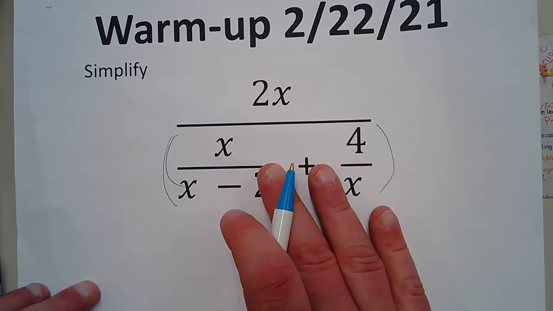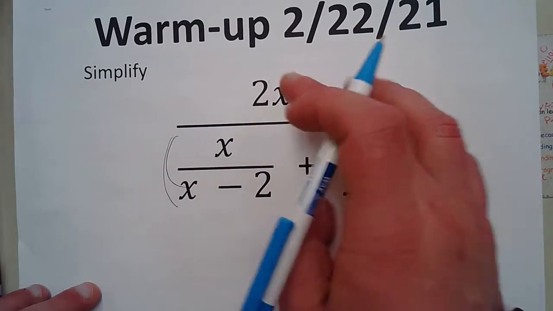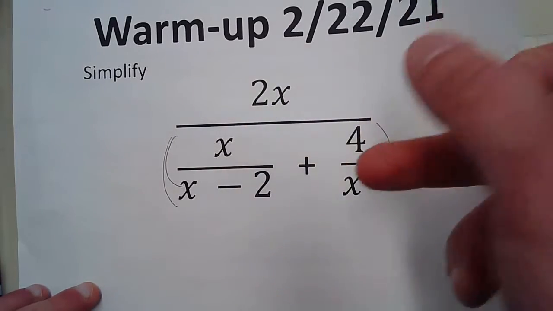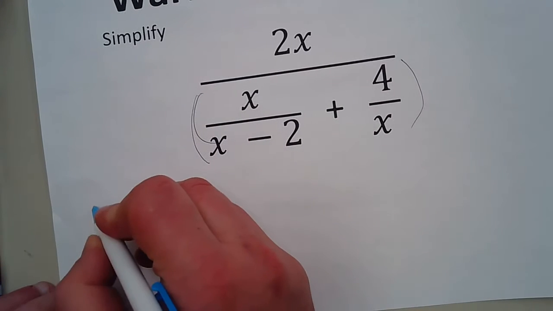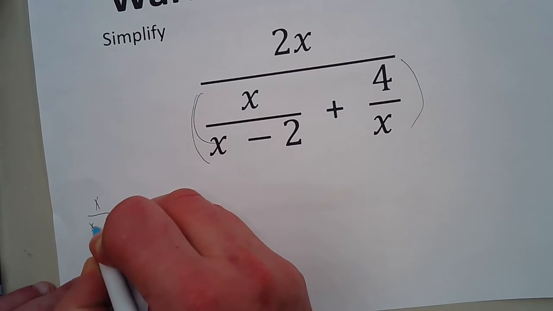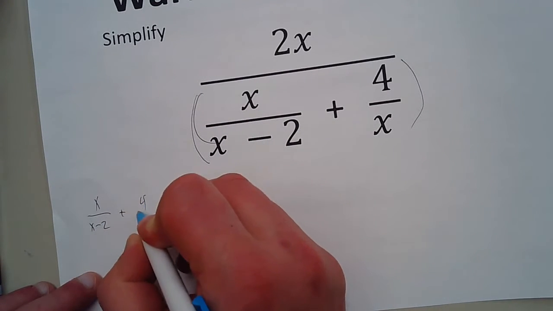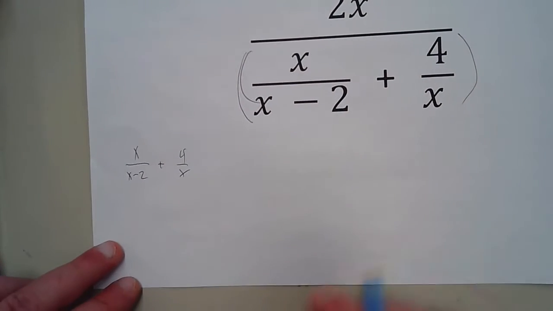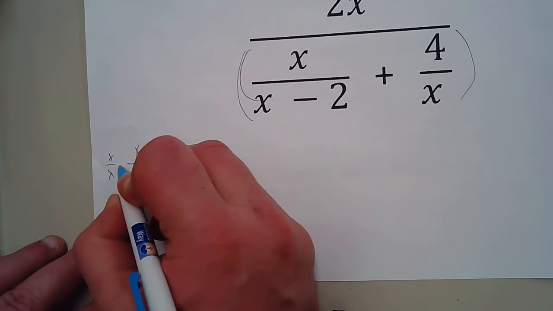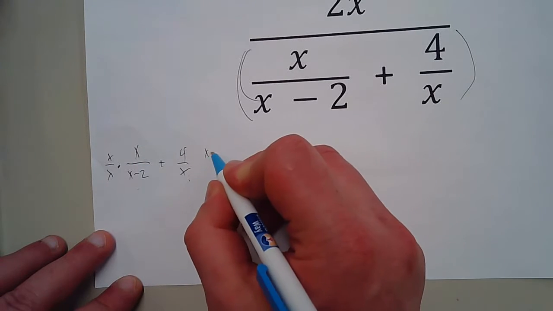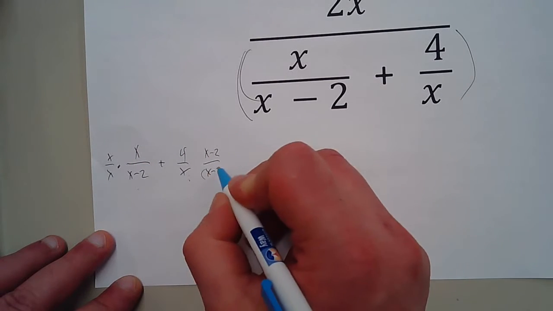Once we figured that out, then we can go ahead and take 2x and multiply it by the reciprocal of this, because that's what we want to do for a division problem. But we really got to do this first. So off to the side here, that's what I'm going to do. We'll figure out what happens when I add these two fractions. To add these two fractions, I need a common denominator. So this one I'm going to need to multiply by x over x, and this one by x minus 2 over x minus 2.